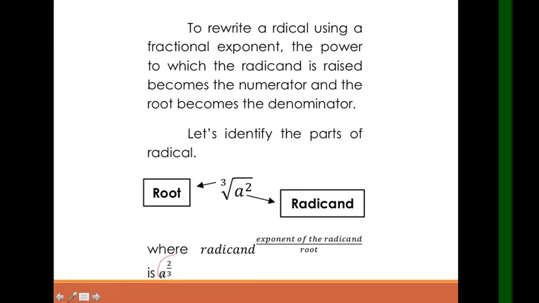In short, what this is saying is that if you want to write a raised to 2 thirds in radical form, we still write the a. The 2 becomes the exponent of a. Then we put a root sign, and the 3, the denominator, becomes the root. This cube root of a squared is equal to the rational exponent a raised to 2 thirds. If you get my point.